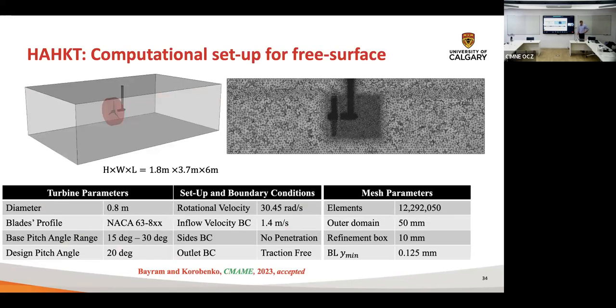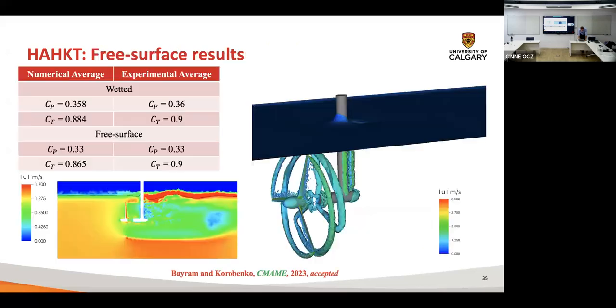The next step: they also did experiments in the free surface tunnel. The same turbine, similar conditions, but in this case, because of the square domain, we have to deal with a sliding interface. So we handle cavitation, level set, redistancing, everything across the sliding interface. That's something that hasn't been done in the open literature up to now. Recently, the paper was accepted in CMAME for this test case.